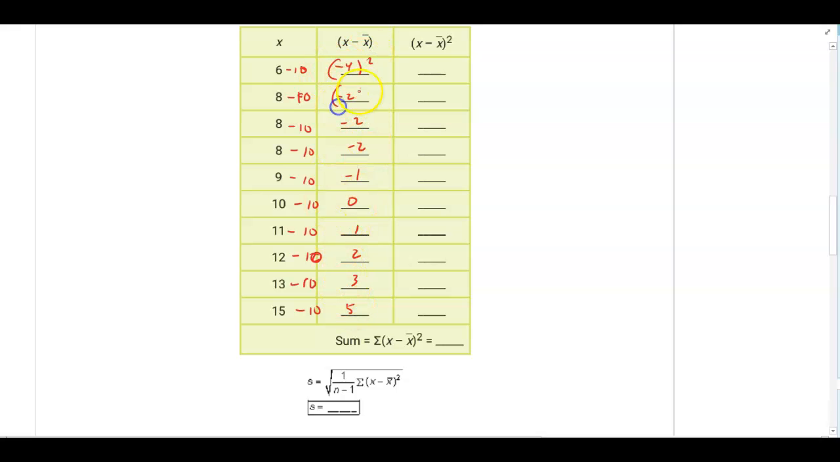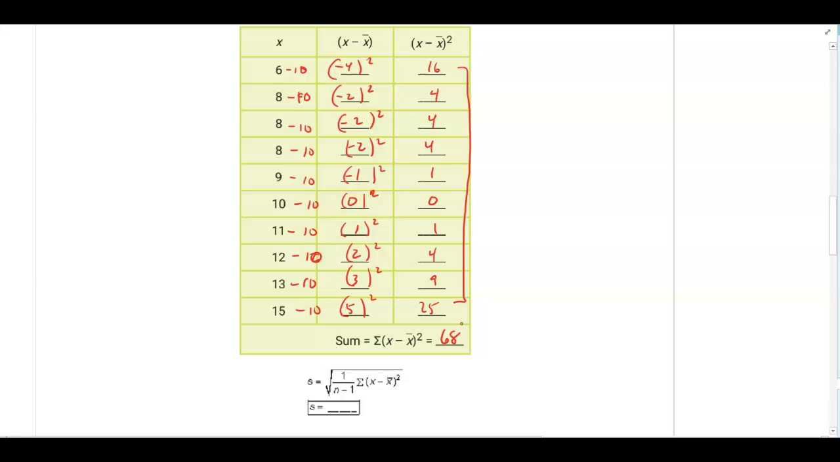I'm going to raise them to the second power. So that's going to give me 16, 4, 4, 4, 1, 0, 1, 4, 9, and 25. Now, when I go ahead and add these all up, when I add this column up, I get 68.